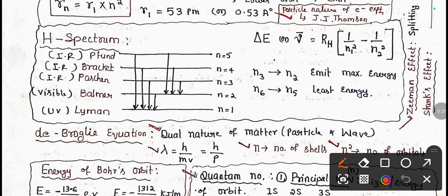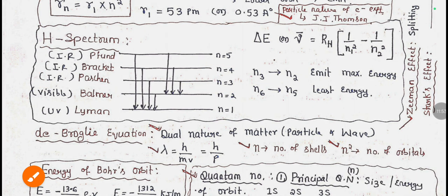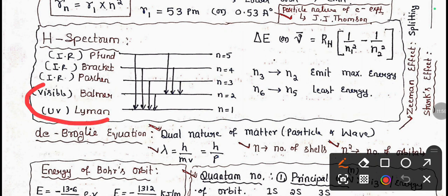Now remember about the hydrogen spectrum. According to n1, if n1 is equal to 1, it is Lyman series, which carries UV radiation. If n1 value is 2, it is Balmer series, which is in the visible region. And n is equal to 3, Paschen, IR; n is equal to 4, Brackett, IR; n is equal to 5, Pfund, IR. So here remember, Lyman series is the UV region and Balmer series is the visible region. The remaining three, Paschen, Brackett and Pfund, belong to infrared radiation.